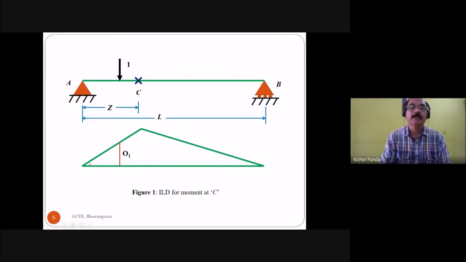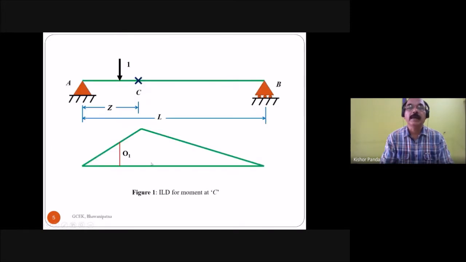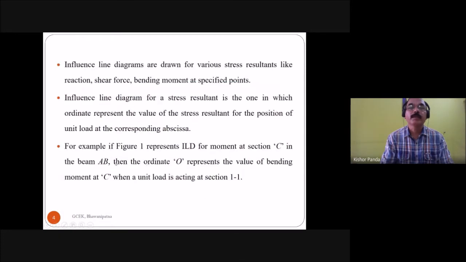Here you see this is the influence line diagram for moment. Here at section 1-1, this is the ordinate, but here you will get the maximum value of the bending moment. So at the position C, you will get the maximum bending moment. For example, if figure 1 represents the ILD for moment at section C, this is the influence line diagram for moment in the beam AB. Then the ordinate O represents the value of bending moment at C.